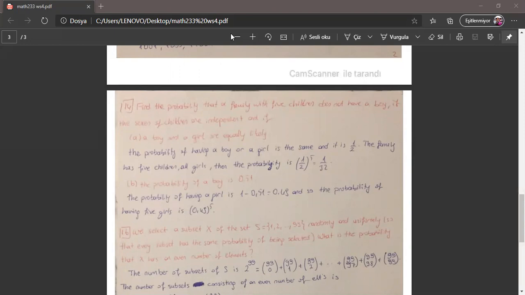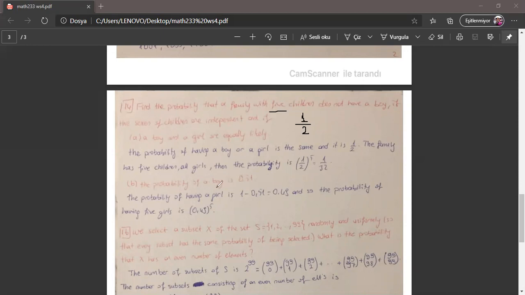So what's the probability of having a boy or a girl? We have either a boy or a girl, so the total number is 2. If it's a boy, we have the probability 1 over 2. And if it's a girl, again we have 1 over 2 as the probability. But they have 5 children, right? So for each one, we have this probability 1 over 2. Thus, we have this probability 1 over 32, because we have 5 children, that's why we write 1 over 2 to the 5.